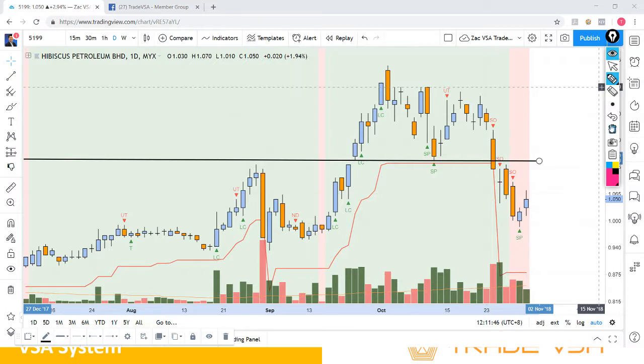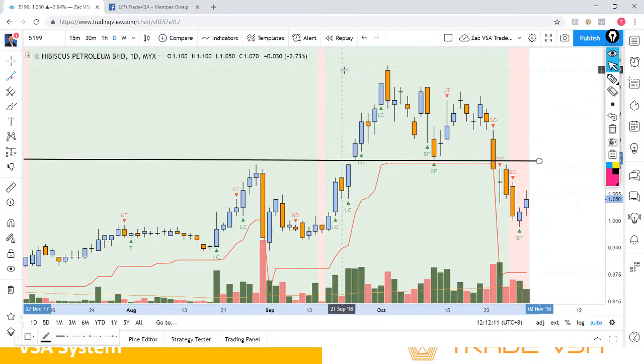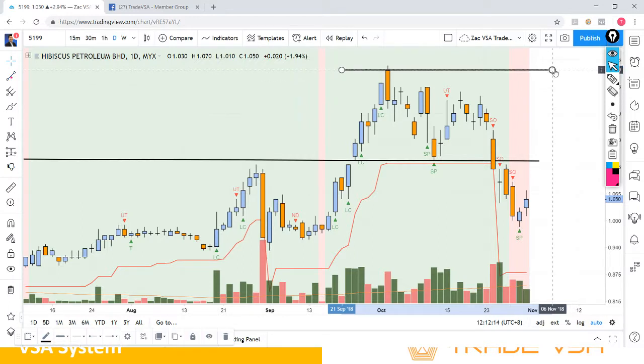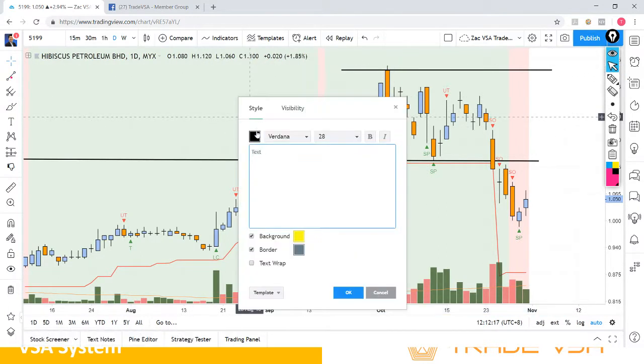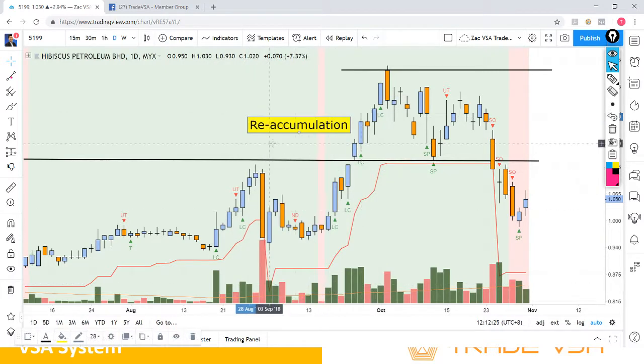One thing, to answer your question, Peter, is: what is your entry? For me, for example, let's say I want to trade on this type of pattern. Let me show you. Assuming I trade a bit late, this will be my resistance. This is reaccumulation, assuming we haven't seen the sell off bar yet. So this is the reaccumulation for me.